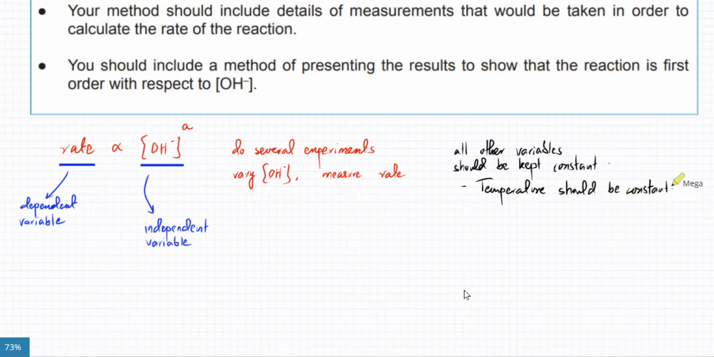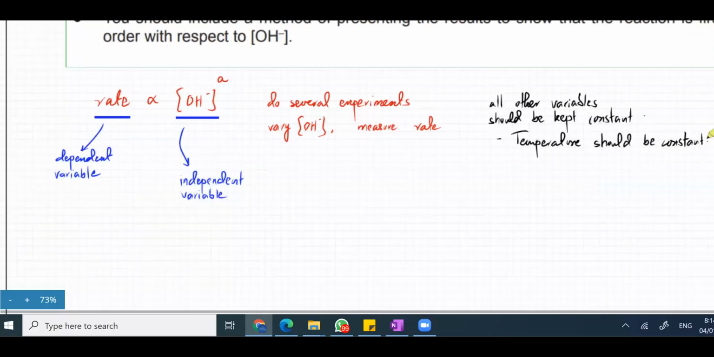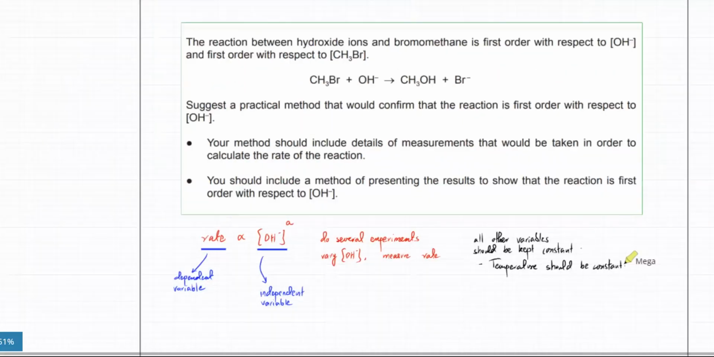The rate of the reaction is affected by temperature. It's affected by pressure, but pressure will only affect gases. These are not gases, they're solutions, so you don't need to keep pressure constant. Surface area is out of the question as well, because both of them are solutions and there's no solid involved. There's no catalyst being used, so there's no point writing that.